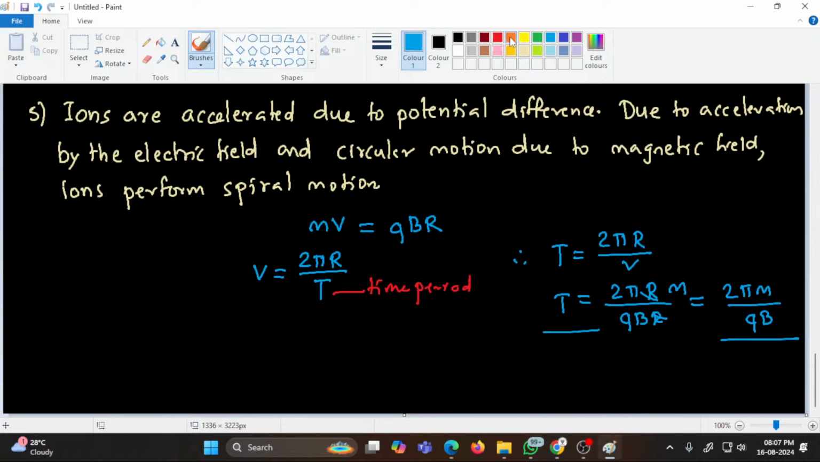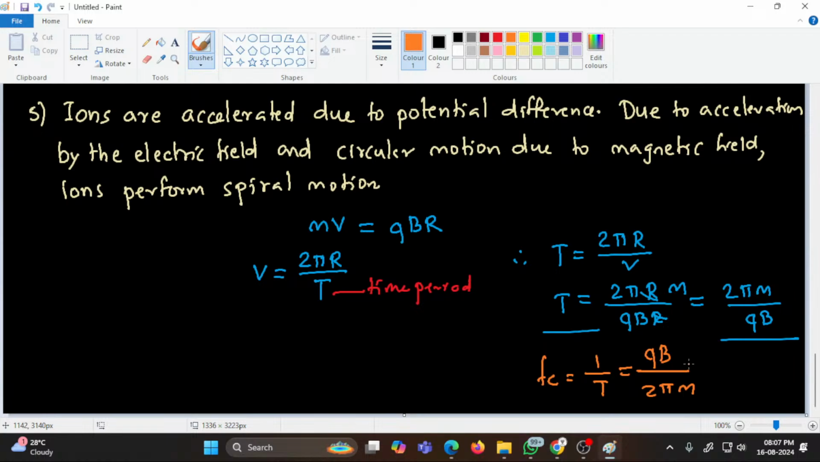If this is the time period, frequency of cyclotron is 1 upon T, that is qB upon 2 pi m. The frequency of the applied voltage between the two Ds is adjusted so that the polarity of the two Ds is reversed as the ion arrives at the gap after completing one semicircle. That is, we get the resonance condition.